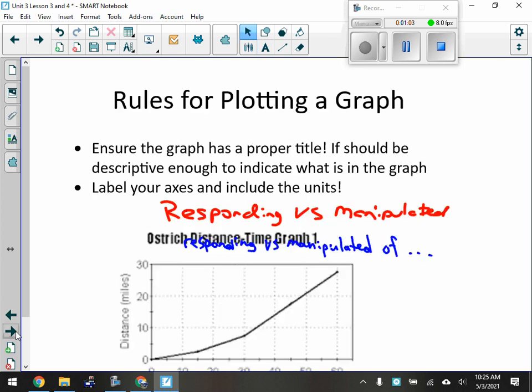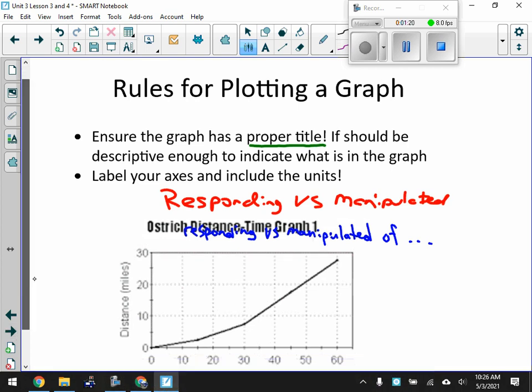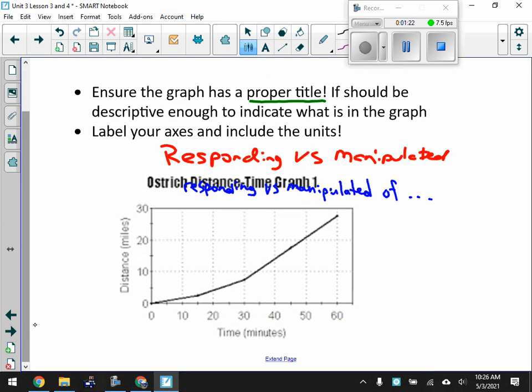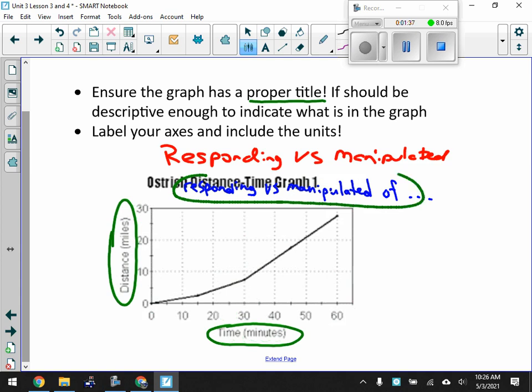All right. Now, rules for plotting a graph, we talked about last day. Remember, we have to have a title. So ensure the graph has a proper title. It should be descriptive enough to indicate what is in the graph. Label your axes and include the units. So you'll notice here we have time in minutes, so we clearly know. Here we have the distance in miles. The units are in brackets there. And most important, we have a title here.